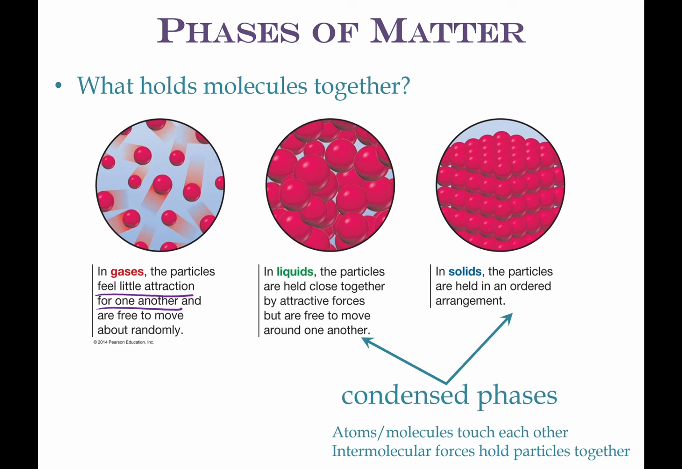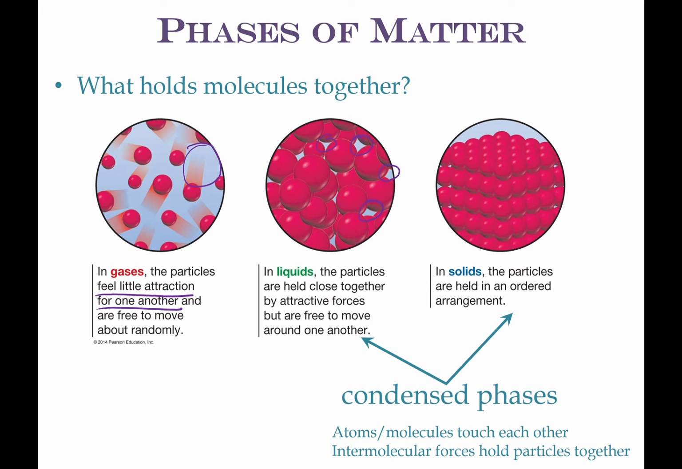Now, in liquids, these particles are much closer together. So you see how much space we have here between the gas particles. We don't have nearly as much space between the particles here in the liquid. They still have some space, and if you were to knock a glass over, it would spill, and you would see that flow. That flow that you see is actually the molecules sliding past one another.